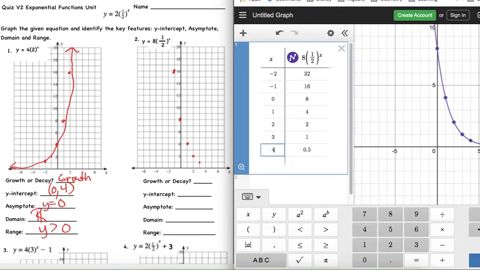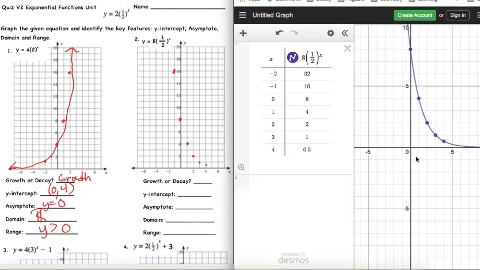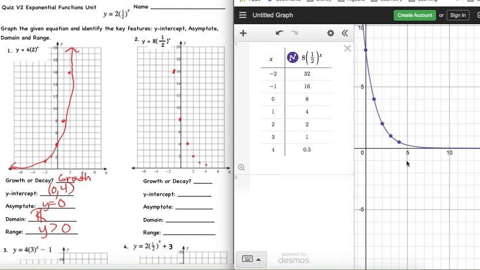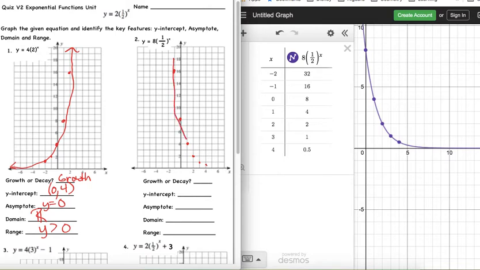If I added a fourth one, 0.5, you can see that it's just going to get really flat. If I pull the graph a little bit to the right, you can see it flattens out above the x-axis. Terrible graphing of lines here. Anyhow, decay is what it is. This is decreasing.